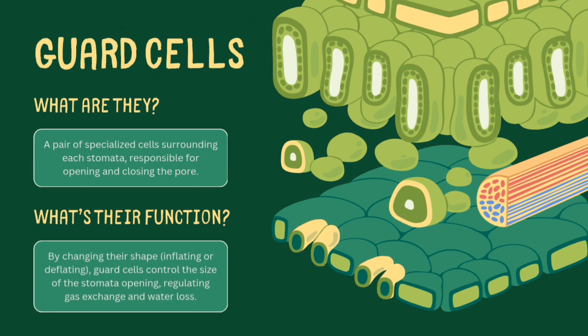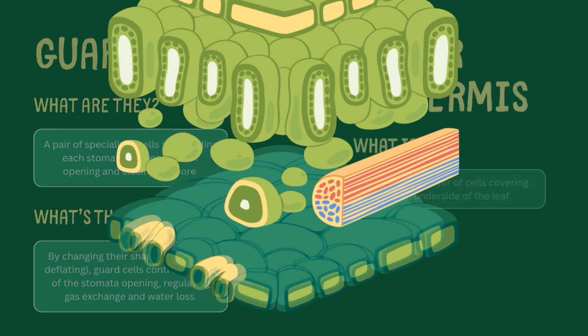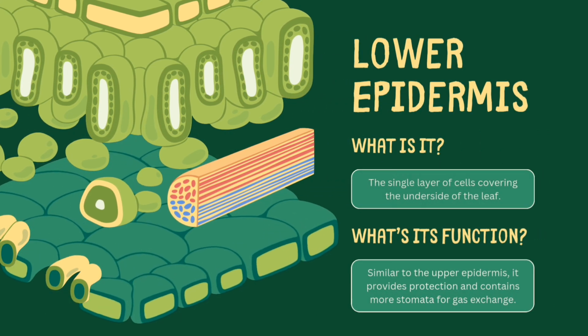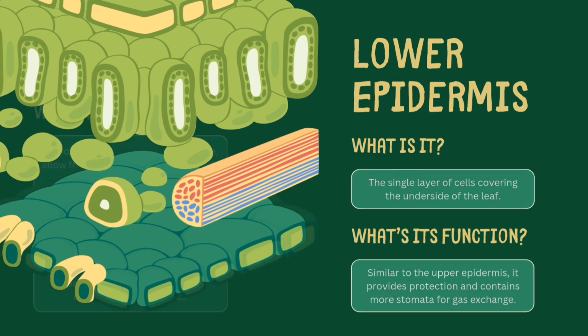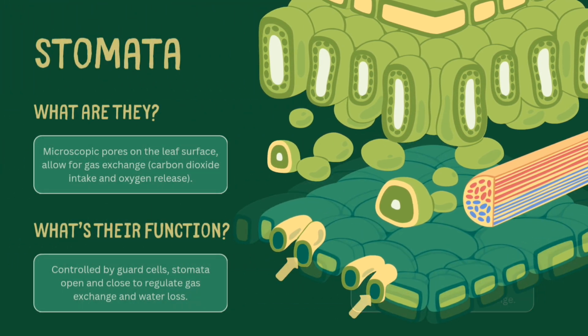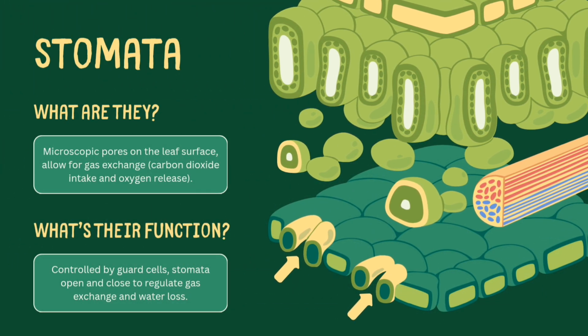Guard cells, they are the pair of specialized cells surrounding each stomata and responsible for opening and closing. Lower epidermis is the single layer of cells covering the underside of the leaf. Stomata, the microscopic pores of the leaf surface, allow for gas exchange.